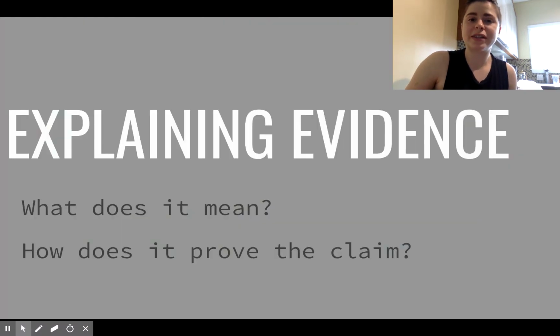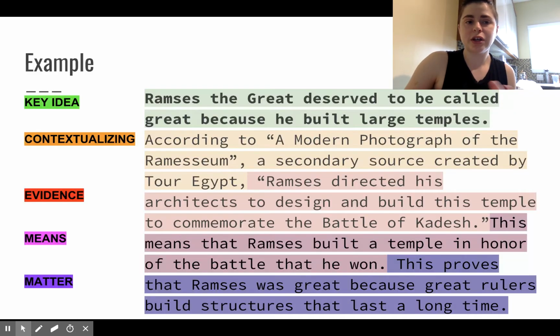So when you explain evidence, you basically explain two things. What does that evidence mean? And how does it prove your claim? So let's look at an example. So let's say our claim is that Ramses the Great deserved to be called great. And our first key idea is because he built large temples.